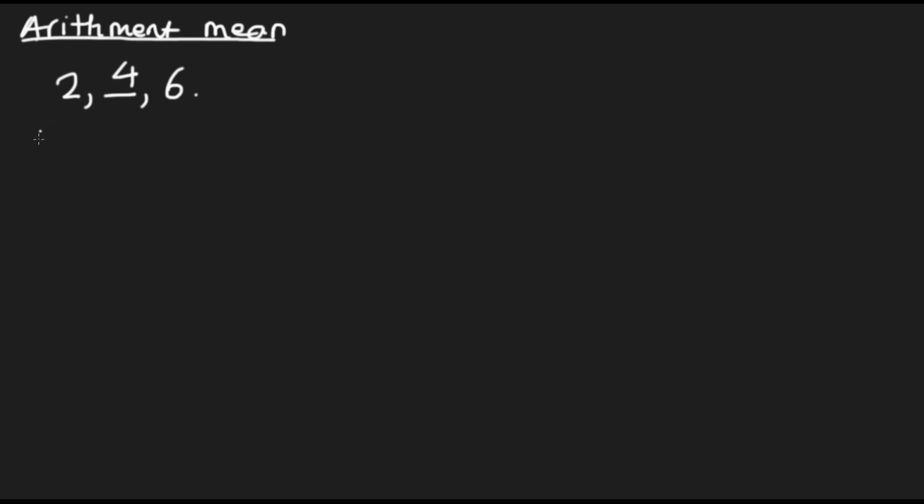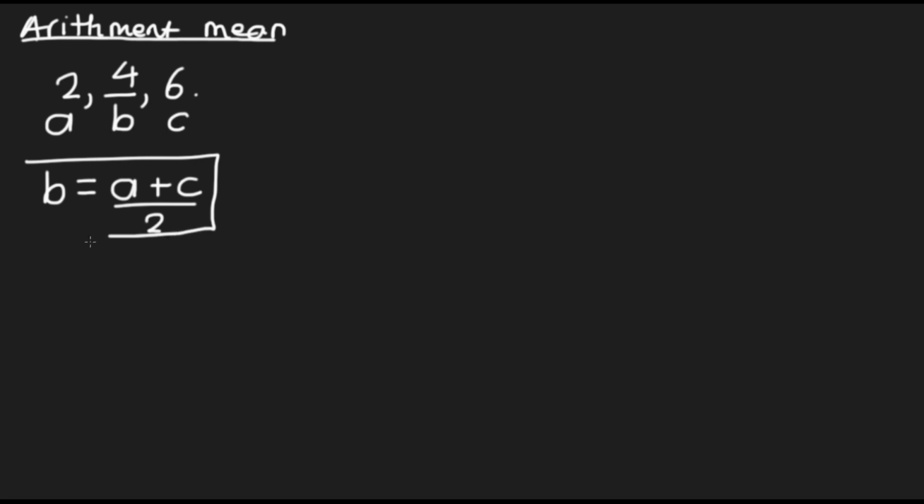Now, let's come up with a simple formula. I'm going to call the first number A, then B, C. The middle term is B. Then what are we supposed to do to the 2 other terms? We are supposed to add. So we say A plus C, then divided by 2. This is the formula to find the arithmetic mean.